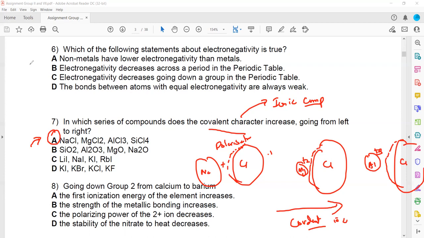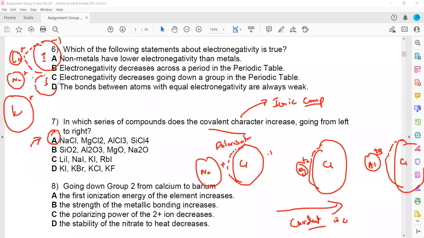And going down the group, the polarization decreases, so covalent character will also decrease. So if lithium iodide is there, then sodium iodide is there, and potassium iodide. Potassium is larger compared to sodium. Lithium will cause more distortion, so more covalent character. Sodium will cause less distortion compared to lithium, so less covalent character.